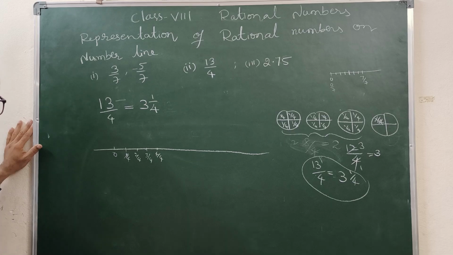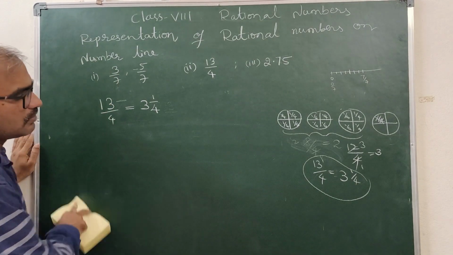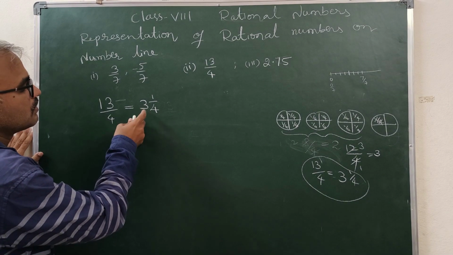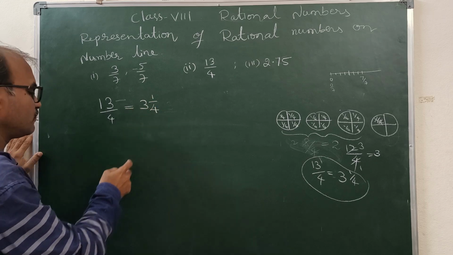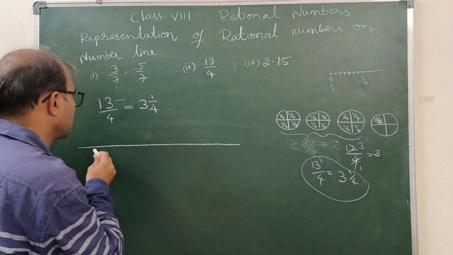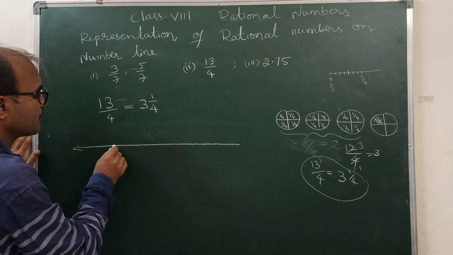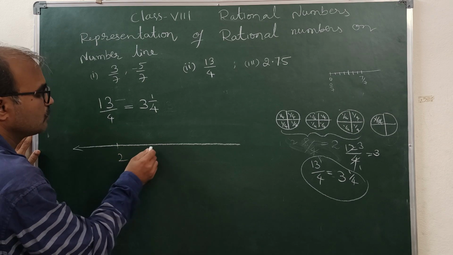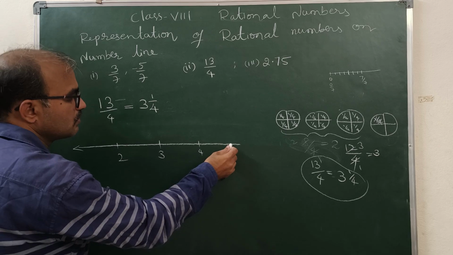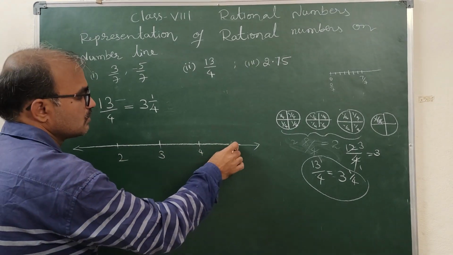But they don't know what they are doing. They just go on writing, right? This way of doing is not good. It means you did that without knowing anything. So 3 wholes 1/4 will be between 3 and 4. That is why, after drawing the number line, don't write all the numbers; at least write 2, 3, 4, 5, dash, dash, dash.